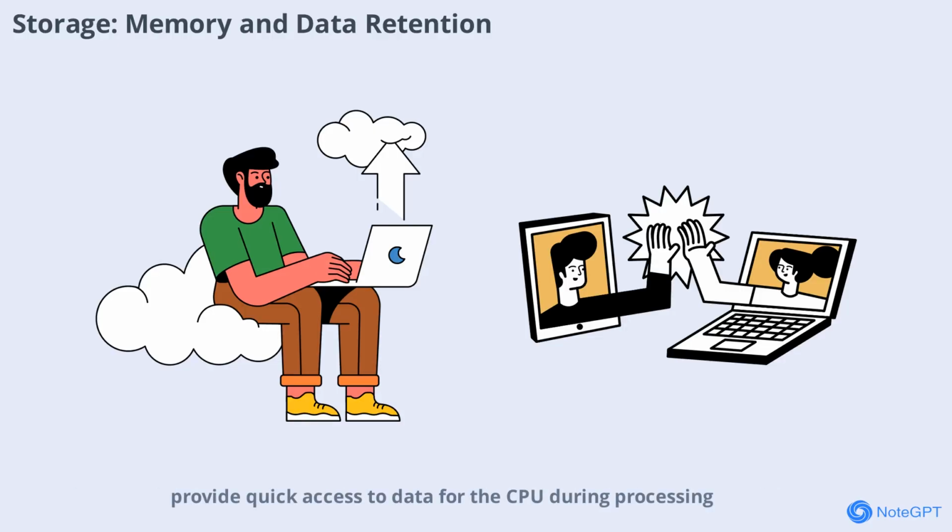Registers, a type of internal storage, provide quick access to data for the CPU during processing. There are also different types of ROMs like PROM and EPROM, which store data permanently. Technologies like RAID use multiple disks to ensure data reliability and speed. Understanding how data is stored and retrieved helps us appreciate the complexity and reliability of modern computers, ensuring our files, programs, and memories are safe and accessible.